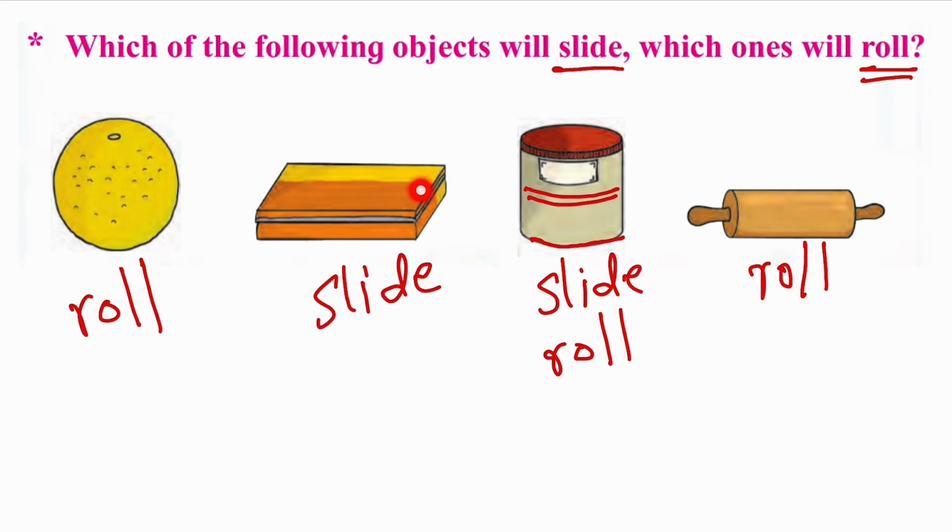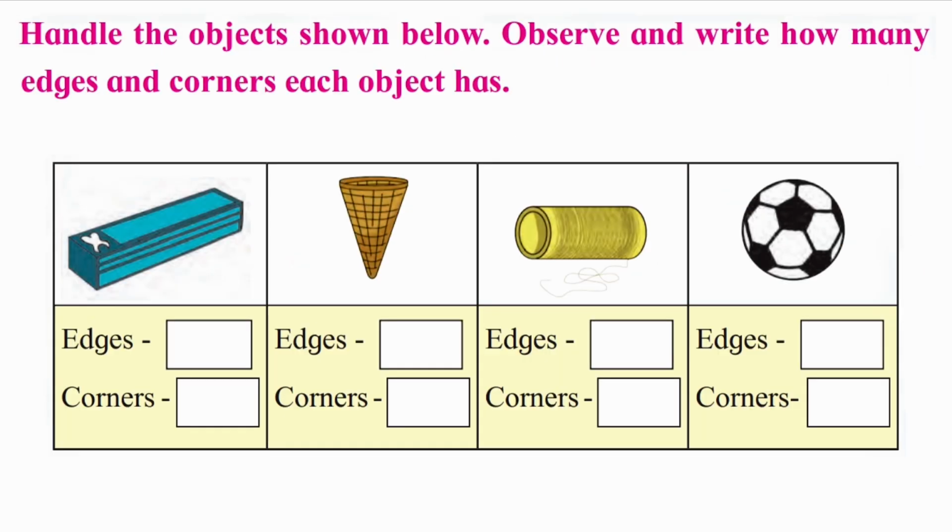The compost box will slide down. The jar will slide and roll. The rolling pin will roll. The name of this object is rolling pin. You can easily understand.